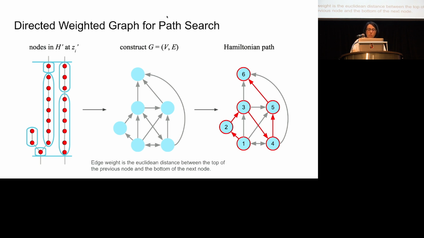We construct a weighted directed graph. The nodes of the graph correspond to the collections of vertical nodes, and the edges correspond to a valid travel path that does not result in a collision between the top of the previous node to the bottom of the next node, where the edge weight is the Euclidean distance between them.